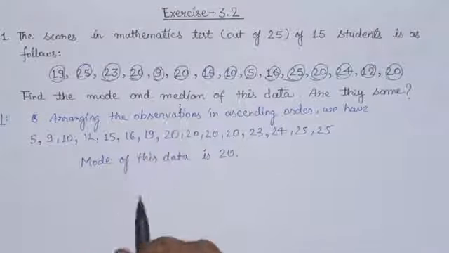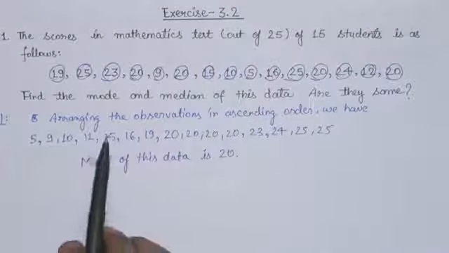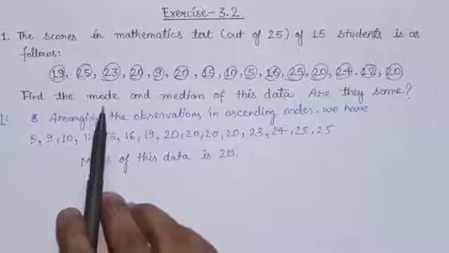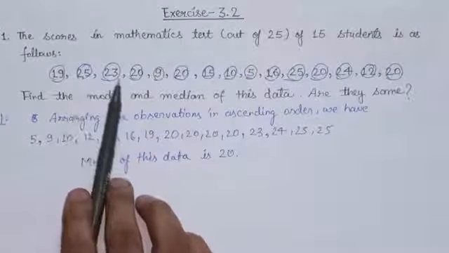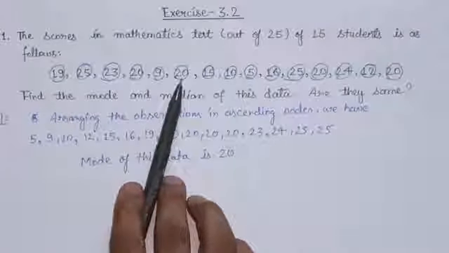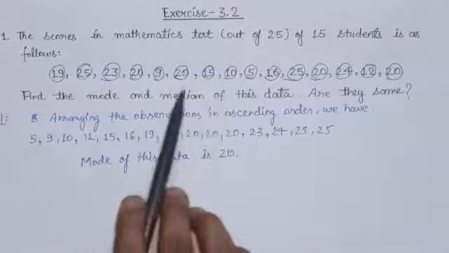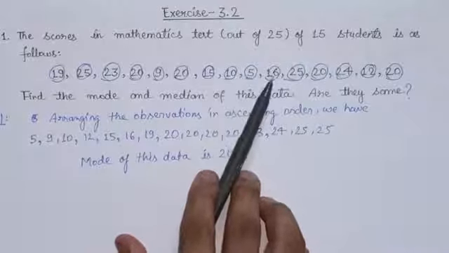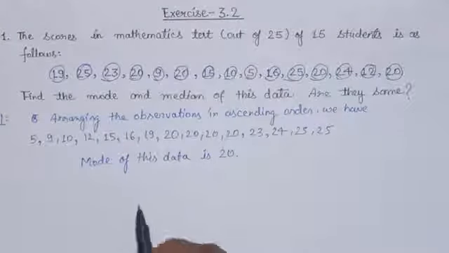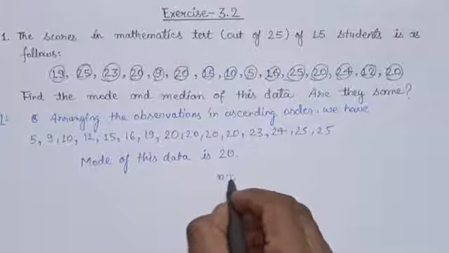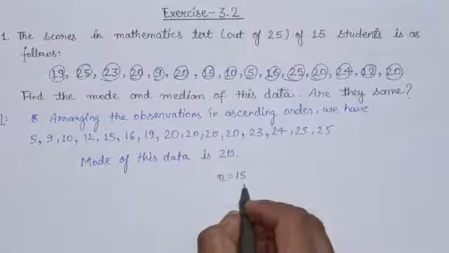Now let us find the median. For the median, you have to first calculate the number of observations. So let us see: 1, 2, 3, 4, 5, 6, 7, 8, 9, 10, 11, 12, 13, 14 and 15. So n is equal to 15, which is odd.